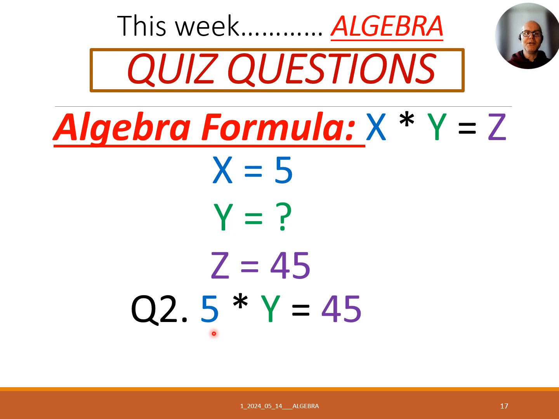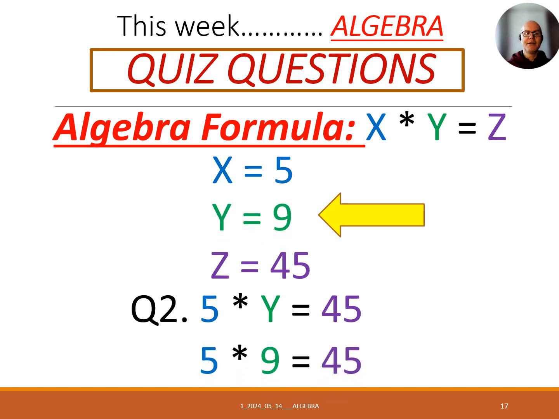Substitute the numbers that we know into the formula. 5 times Y equals 45. So 5 times what equals 45? 5 times which number equals 45? So the answer is 9. 5 times 9 equals 45.